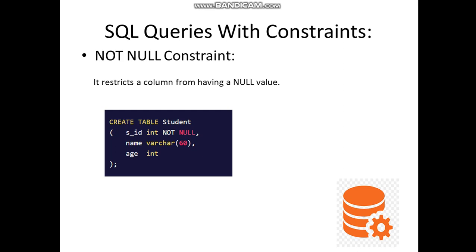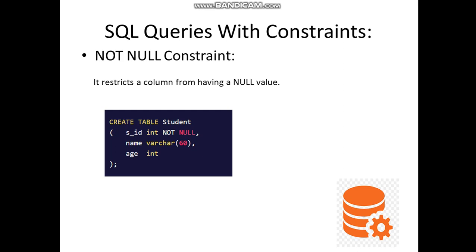While creating the table, you have to specify that this column will not accept any null value. So if by mistake you keep any field or any record empty, it should generate the error that it is a not null field. You have to write that field. That is called the not null constraint.